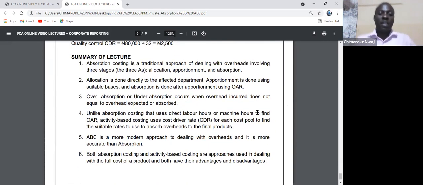Now, let's come to the summary of what we learned today. Okay, so absorption costing is a traditional approach of dealing with overheads involving 3 stages. Allocation. By allocation, what we mean is that those ones that naturally belong to a department, you put it to that department.